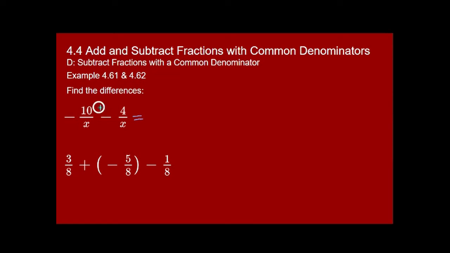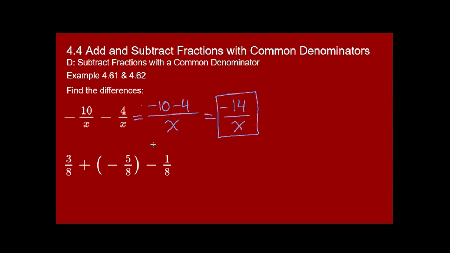So we're going to subtract the numerators, but you got to remember that this is negative 10 minus 4. And the common denominator is x over x, okay? And this can be simplified. Negative 10 minus 4 is equal to negative 14 over x. And this is your answer.